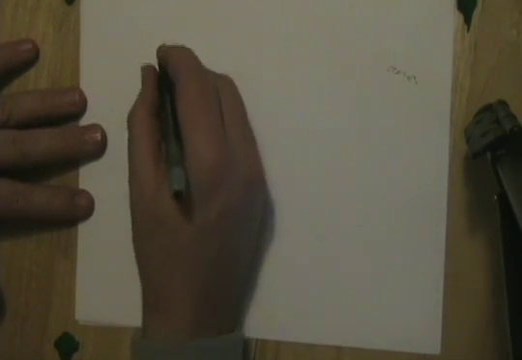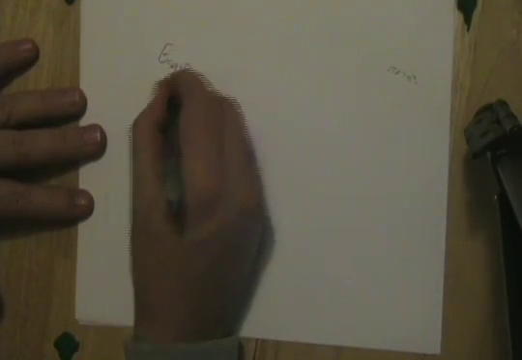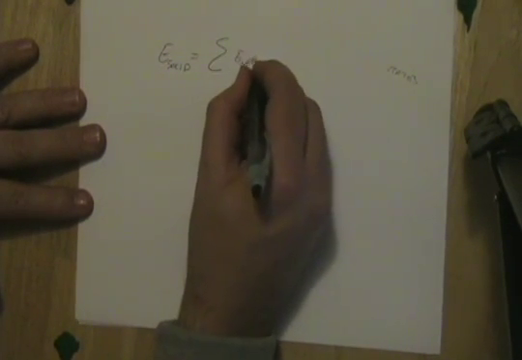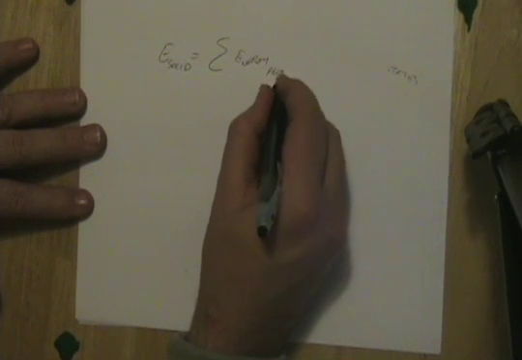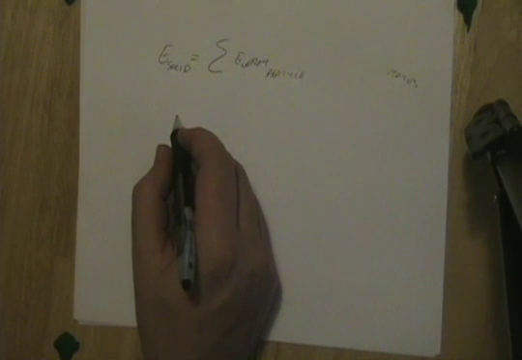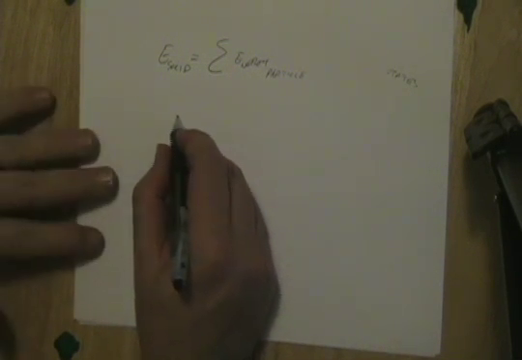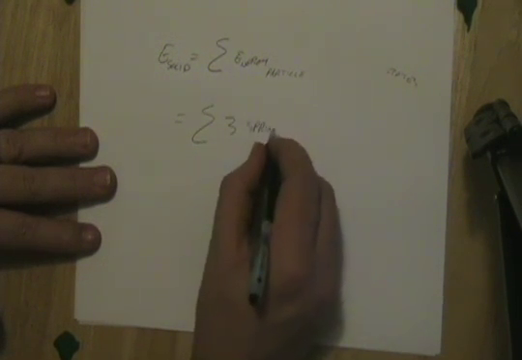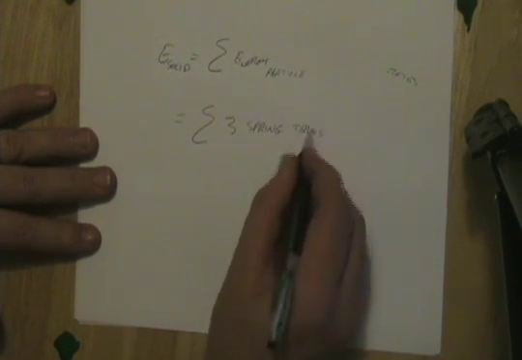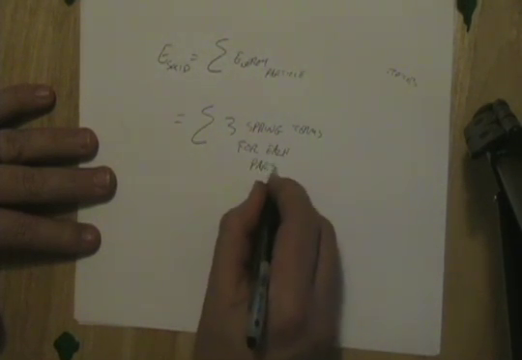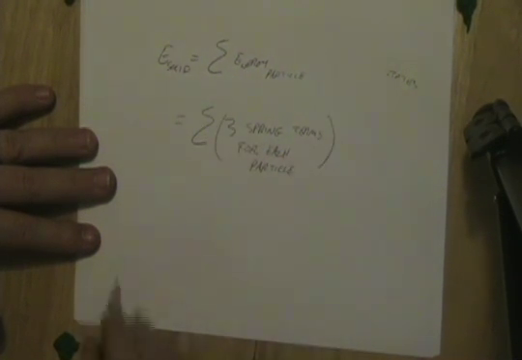And so if we want to write down the energy of a solid, the energy of a solid is going to equal the sum of the energy of each particle. The simplification that's happening here is that this is really going to be the sum of 3 spring-like terms for each particle. Sort of put that in parentheses.